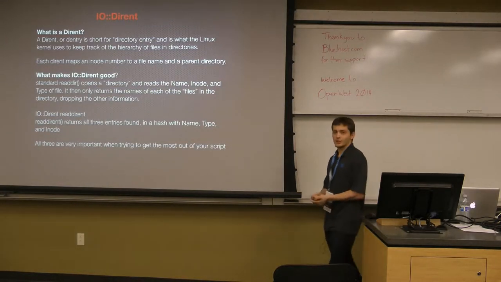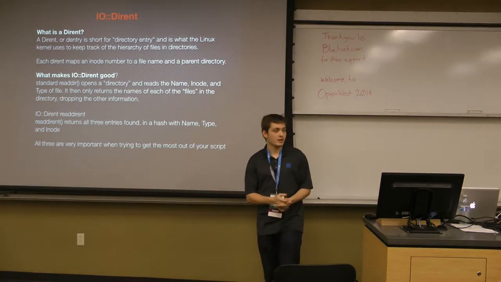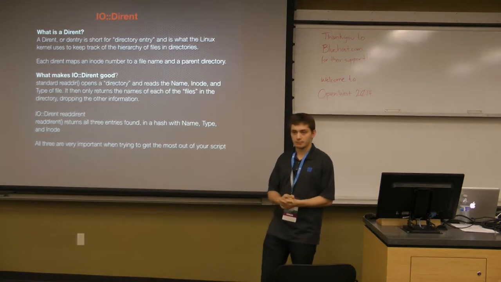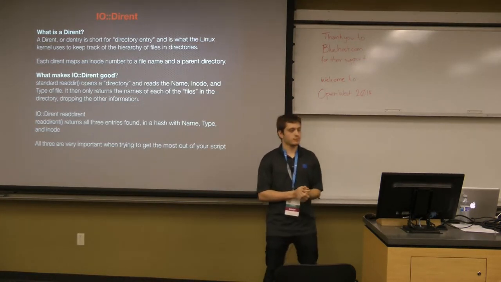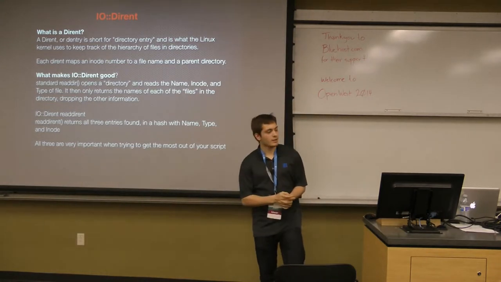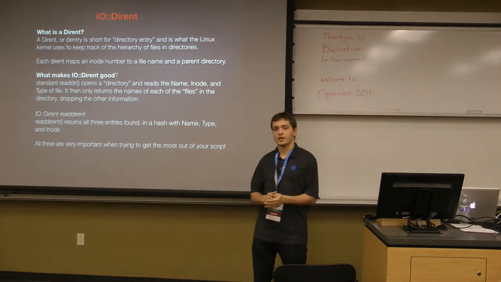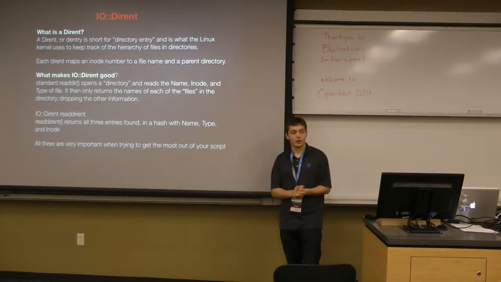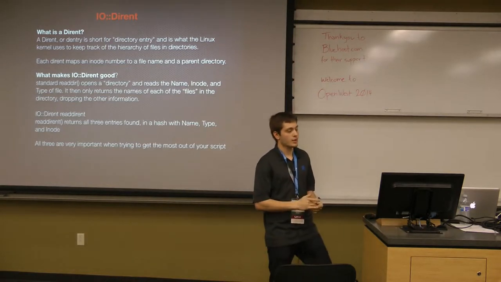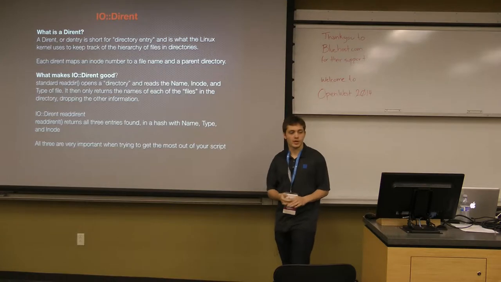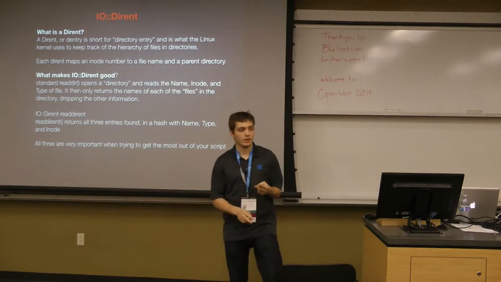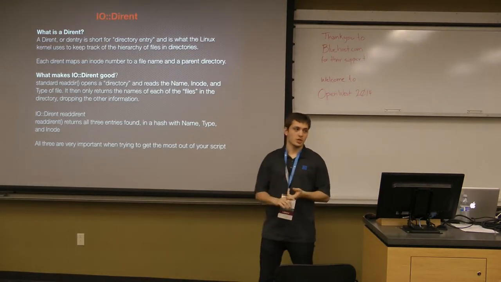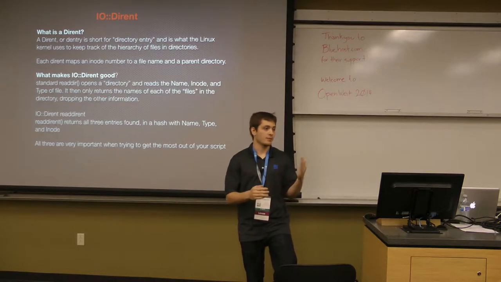IO::Dirent. What is a dirent? A dirent is a directory entry. Linux uses them for the hierarchy of files for directories, basically. Each dirent maps an inode to a file name and a parent directory. What makes Perl's IO::Dirent good? IO::Dirent basically uses readdir to open a directory. It gives you the name, the inode, and even the type of file it is, while standard Perl open directory just gives you the file names within that.